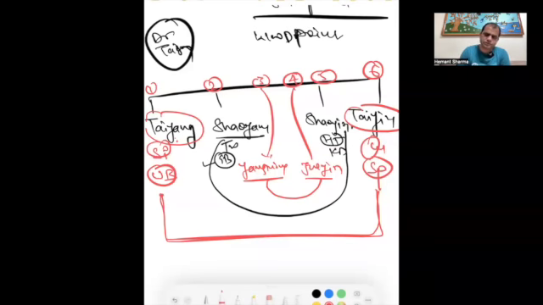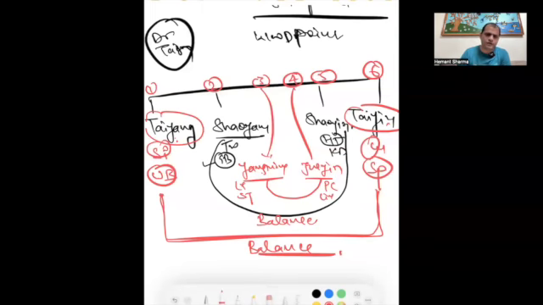Tai Yang is balancing the Tai Yin. This is the balancing. Shao Yang is balancing the Shao Yin. This is also the balancing. And Yang Ming is balancing the Jue Yin. This is also the balancing. Yang Ming means LI and ST, and Jue Yin means pericardium and liver, right? So they are balancing each other.